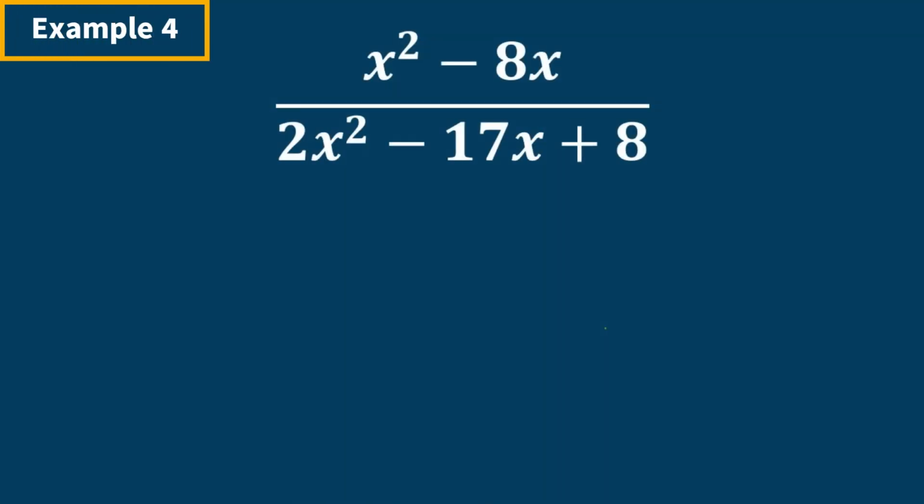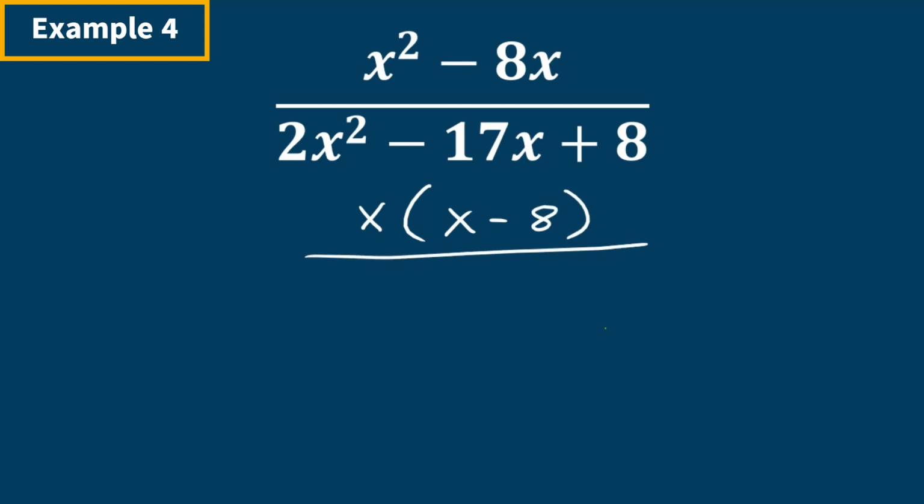Example number 4, we want to simplify this rational function here. So let's first start with the numerator. I can see that both of those terms have an x, so I'm going to go ahead and factor out an x from there. And what we'll have left over is x minus 8.